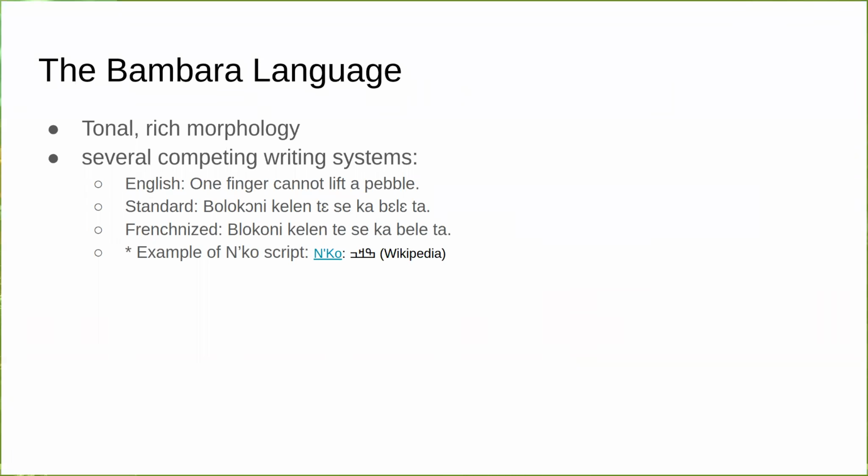The Bambara language. Bambara is a tonal language with rich morphology. Although primarily a spoken language, several competing writing systems exist. "One finger cannot lift a pebble" in standard Bambara will be "Bolo nin kelen tɛ se ka kolo belebele". When you write it in French, using only French alphabets, it will be "Bologna Kilintesica Beleta". And the correct script also exists.